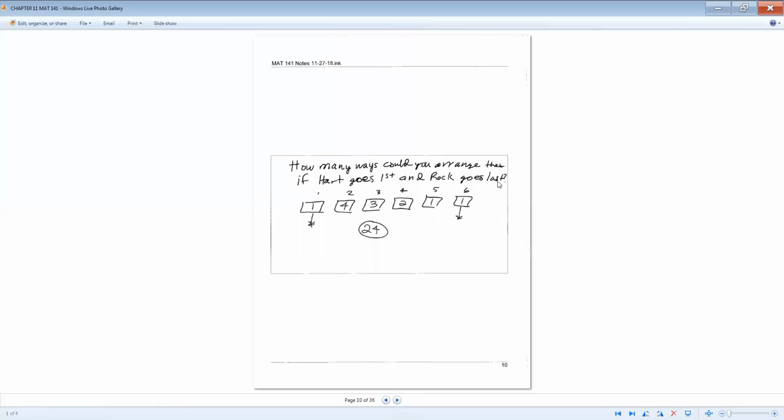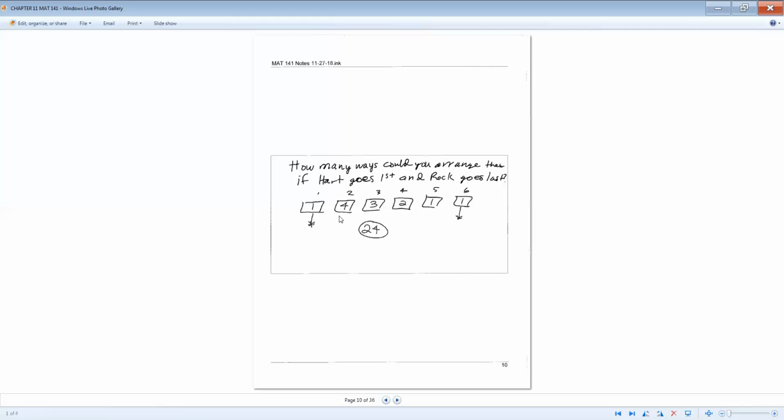How many ways could you arrange the comedians if Hart goes first and Rock goes last? If Hart goes first, that means you only have one choice for that first box. If Rock goes last, you only have one choice for that last box. So notice that's where we have stipulations on the first and last box, and we have the number 1 to represent each choice that we have for those boxes.